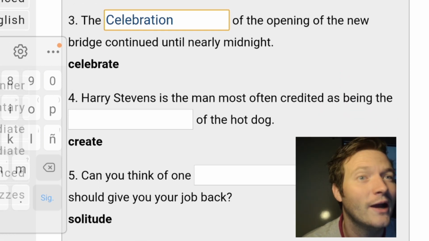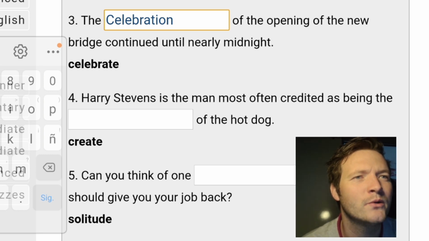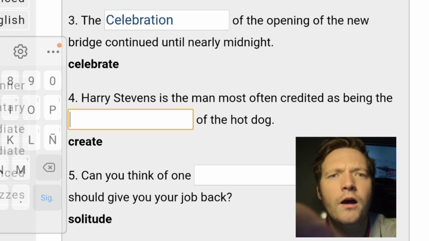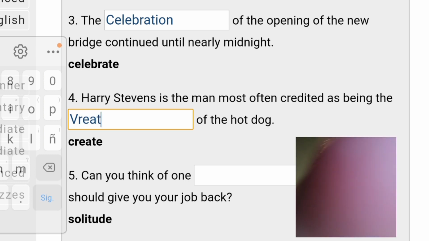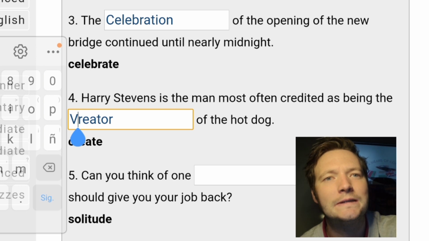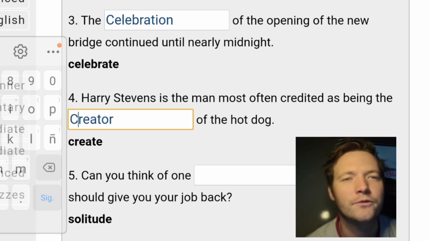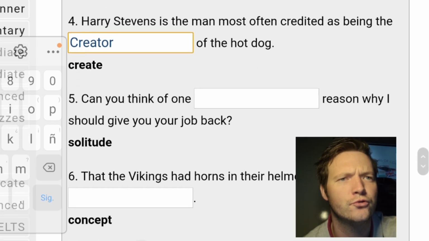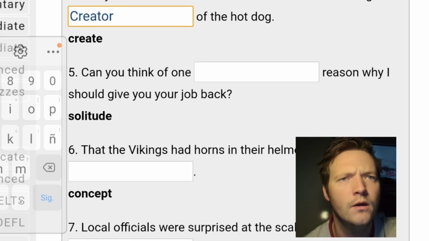Okay. Number 4. Harry Stevens is the man most often credited as being the creator of the hot dog. Yeah, very easy. Mr. Footlong hot dog inventor. The creator of the hot dog. Yes, Harry Stevens, a true American hero.